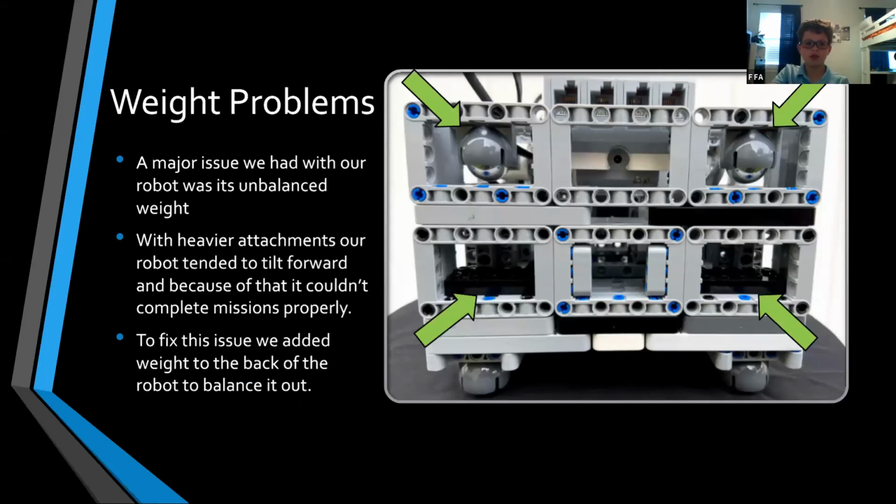Weight problems. A major issue we had with the robot was its unbalanced weight. With heavier attachments, our robot tended to tilt forward, and because of that, we couldn't complete missions properly. To fix this issue, we added weight to the back of the robot to balance it out. That's what the arrows are pointing to.